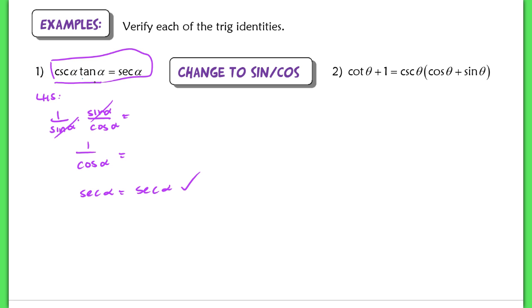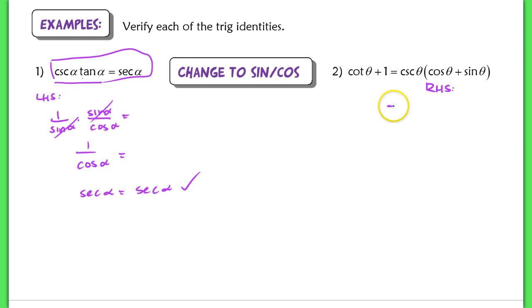Now in the next example, I would work on the right-hand side here. One, because it looks slightly more complex, but also if I look at cotangent of theta, I'm just going to spot this real quick, I would end up with cosine over sine and plus 1, and it's not really going to get me a whole lot of places, even if I try to share the denominator here and add. So I'm going to work on the right-hand side this time.